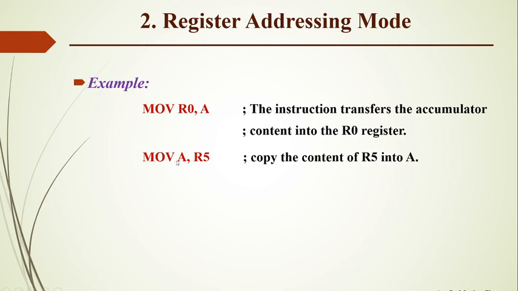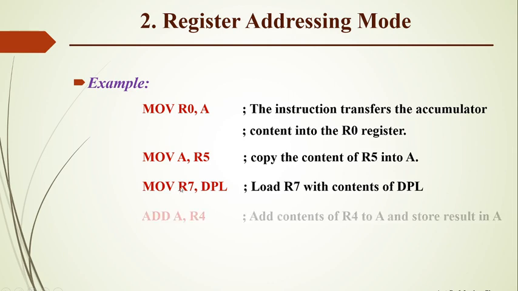Next example, MOV A, R5. This instruction copies the content of the R5 register into the accumulator. MOV R7, DPL. Here DPL is an 8-bit register, so the content of DPL will be moved into the R7 register. ADD A, R4. Here the content of register R4 gets added with the content of the accumulator after execution of this instruction.